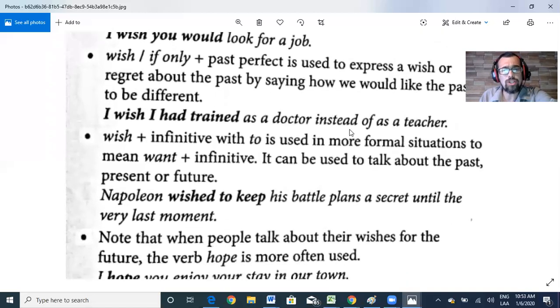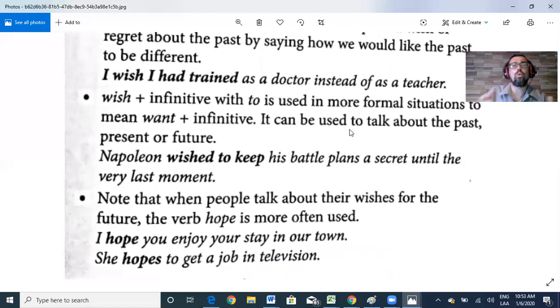Okay. Now let's go to this other part. When we use wish plus infinitive with to, it is used in more formal situations to mean want plus infinitive. It can be used to talk about the past, present, or future. So that's something very, very important. For example, Napoleon wished to keep his battle plans a secret until the very last moment. So again, this is more for formal situations, and we can use it for past, present, or future.